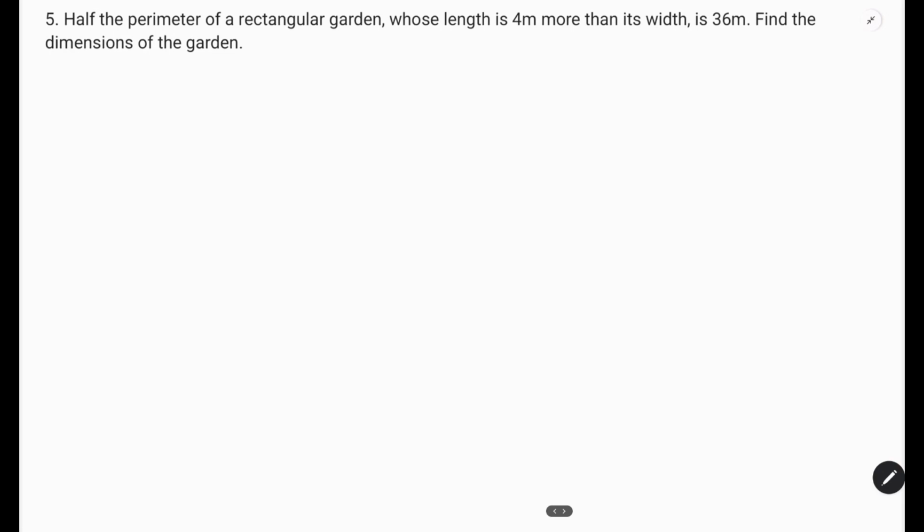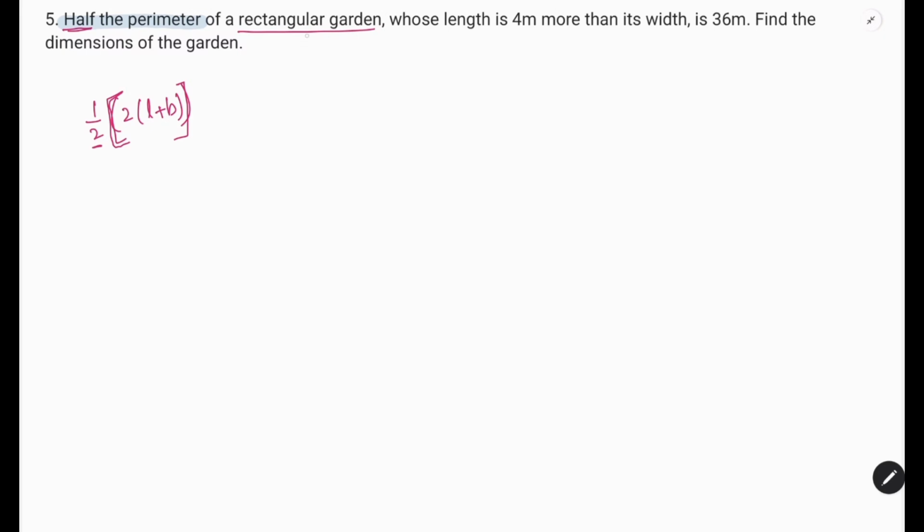See, fifth one. Half the perimeter of a rectangular garden whose length is 4 meters more than its width is 36 meters. So find the dimensions of the garden. So here it is told half the perimeter. First we will write it half. Half the perimeter of a rectangular garden. What is the perimeter of a rectangle? It is 2 into (L plus B). Perimeter of a rectangle is 2 into (L plus B). Okay. Half the perimeter it is told, so we have taken half into 2 into (L plus B).